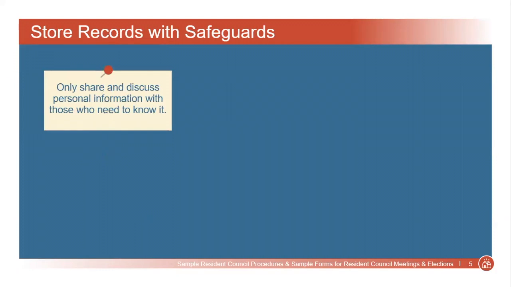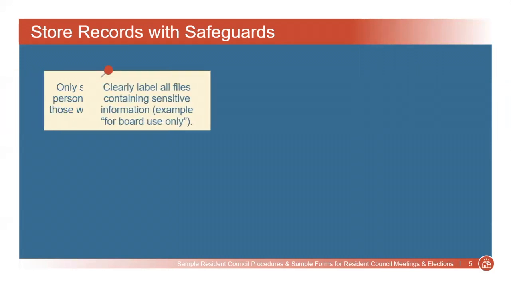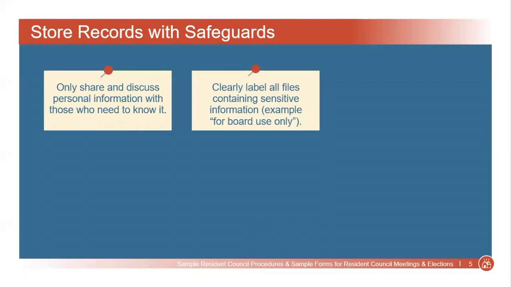When you do store personal information, ensure that both electronic and paper records are stored with safeguards. Do not distribute personal information, including contact information, to anyone without that person's prior agreement. Only consider requests if you are first convinced that the release of contact information is authorized, proper, and necessary. Only share and discuss personal information with those who need to know it. Clearly label all files containing sensitive information, for example, for board use only.